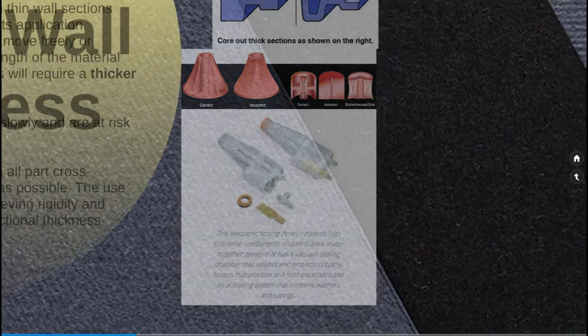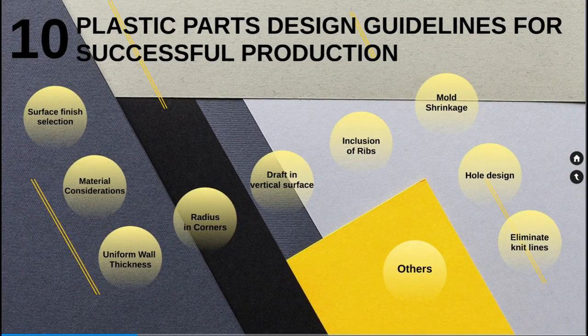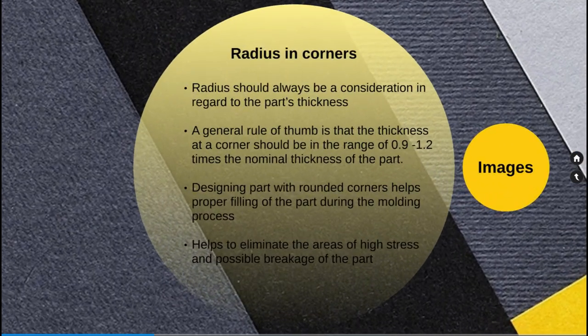Next, the radius in the corners. Radius should always be a consideration in regard to the part's thickness. The general rule of thumb is that the thickness at the corner should be in a range of 0.9 to 1.2 times the nominal thickness of the part. Designing a part with rounded corners helps proper filling of the part during the molding process. It also helps to eliminate the areas of high stress and possible breakage of the part.